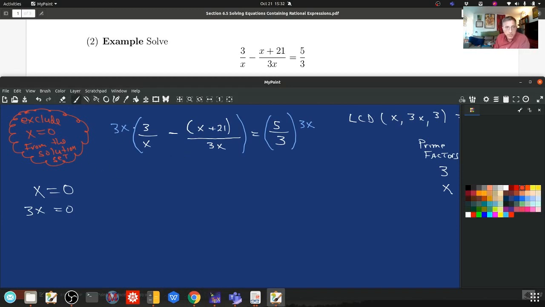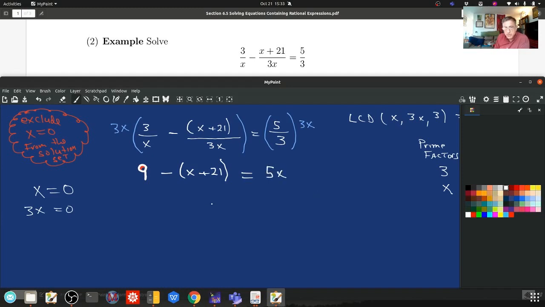Let's just do it. So 3x divided by x is 3. So 3 times 3 is 9. I'm going to use red. It did make it bigger. See how much thicker that is? So that's 9. 3x divided by x is 3. 3 times 3 is 9. And now my 3x divided by 3x is 1. So that's minus x plus 21. Notice how nice it is that it's in parentheses there. And over here, 3x divided by 3 leaves me x, so it's equal to 5x.